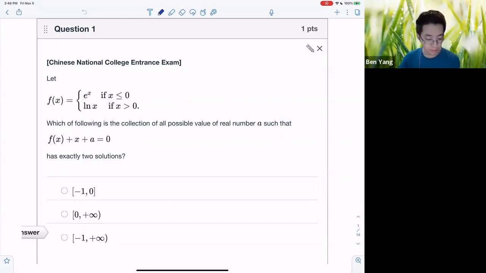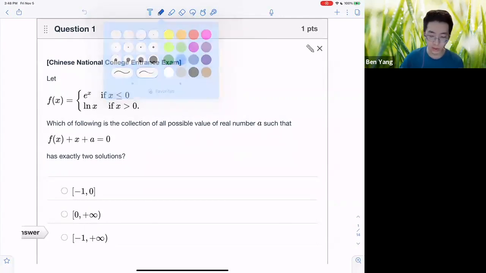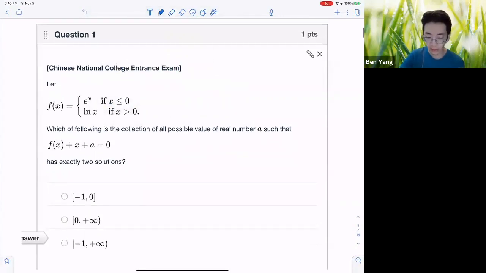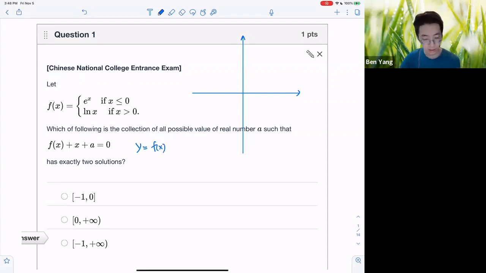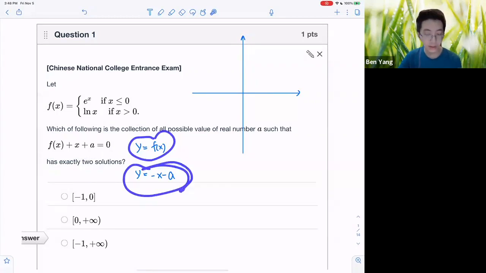Okay, so I guess for this question we can look at the graph. So let me have the coordinate plane here. So we have two functions, y equals f of x, and the other one is y equals negative x minus a. So this one has exactly two solutions. That's the same as the two graphs here. They intersect at exactly 2 points.